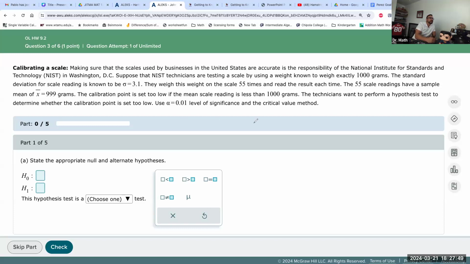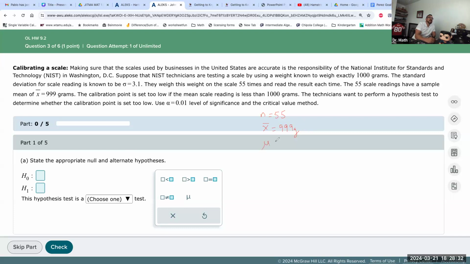So number one, our sample size. They tell us we're going to read 55. We're going to do this 55 times. We're going to get 55 readings. All right. So that's my n. And then my X bar from those 55 readings is 999 grams. Right? And then your mu, so it's known to be, bam, 1,000 grams.